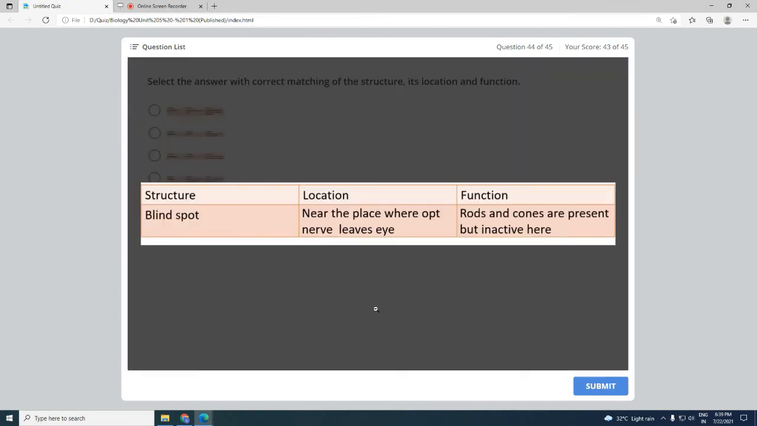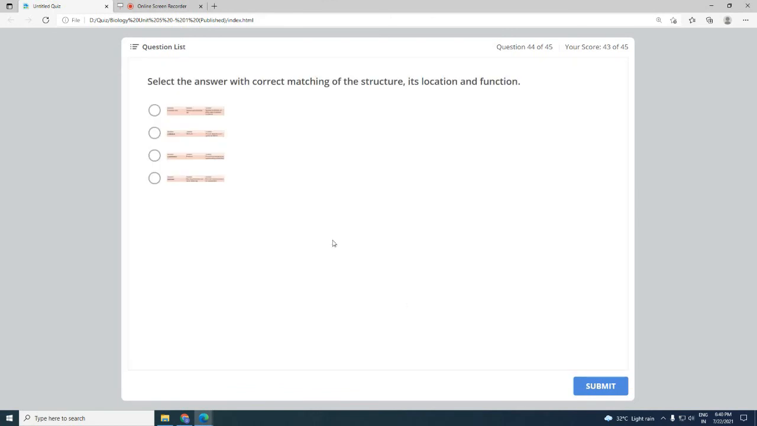The option D, the structure is the blind spot, location is near the place where optic nerves leave the eye. The function is the rods and cones are present, but they are inactive there. The blind spot is the structure, its location is near the place where optic nerve leaves the eye. Check for the right option. Okay. So the right answer is option C.